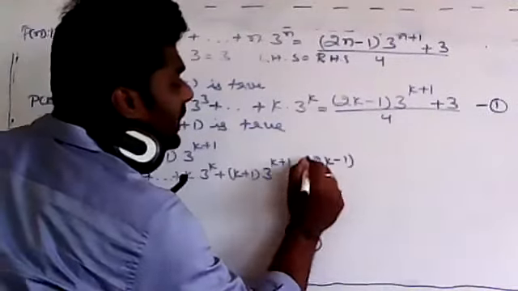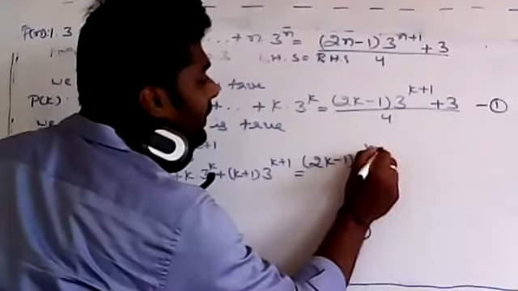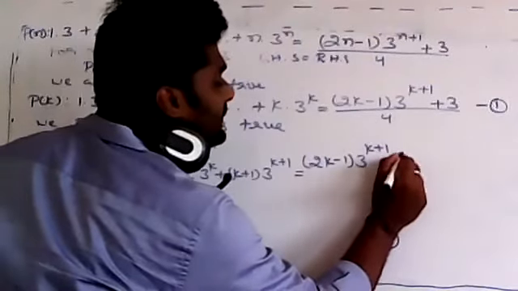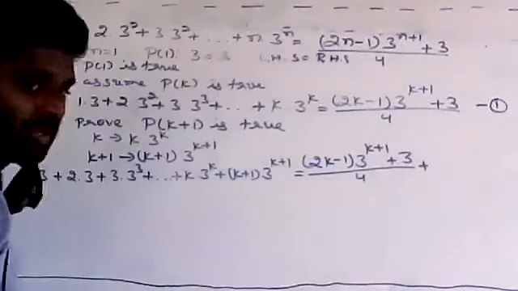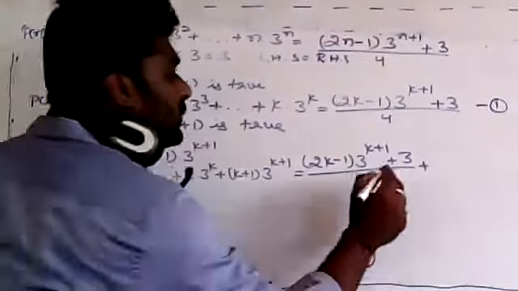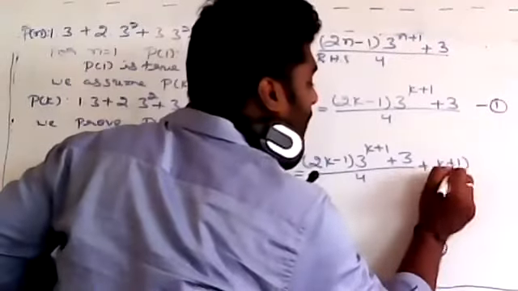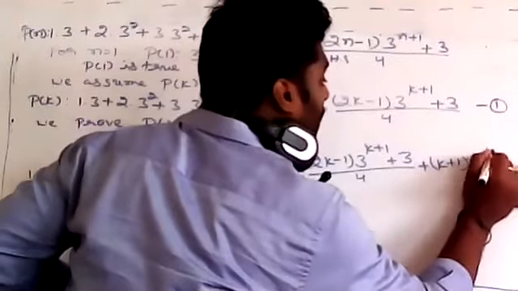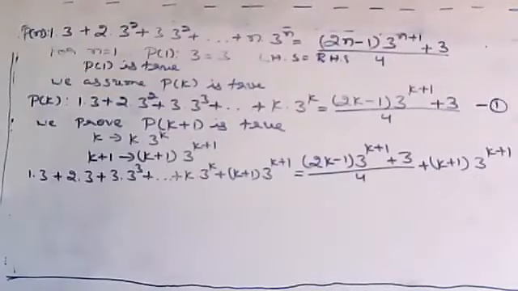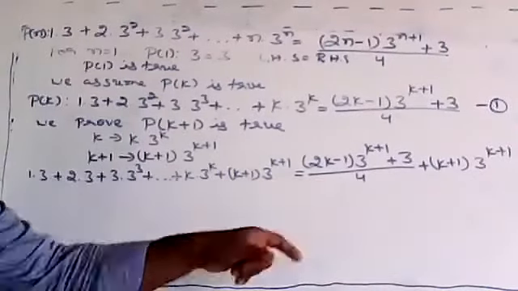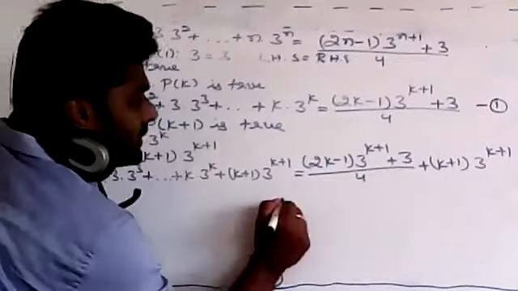2k minus 1 into 3 to the power of k plus 1 plus 3 divided by 4 plus, we have to add here also, no, on the RHS side also what? k plus 1 into 3 to the power of k plus 1. Correct or not? Correct? Okay. Then we have to solve the RHS side of these terms. Let's check this one.